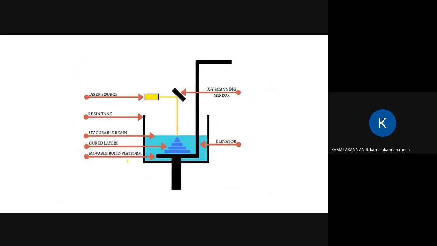So this is a diagram you can understand in a better way. See here, this is the elevator. We can say it as an elevator or movable build platform. It is nothing but an XY scanning mirror. It will move in XY direction, and it is nothing but the laser source. It is a resin tank. The blue color shows the UV curable resin, and the dark blue shows the cured layer.